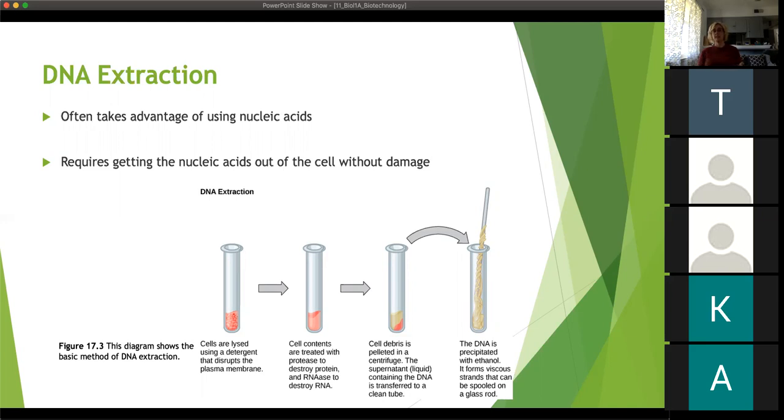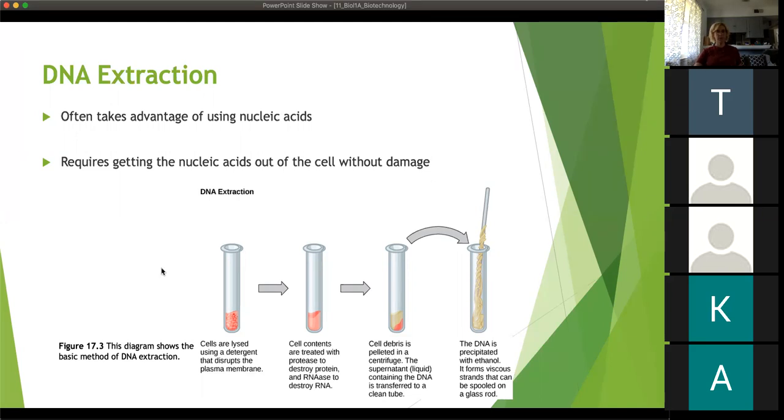We are even using this to this day to diagnose COVID-19. The test to diagnose an active infection extracts RNA from your cells, turns it into DNA, and then amplifies it so that we can tell whether or not you've got the virus inside of your cells. So we need to be able to extract nucleic acids out of the cell without damage.